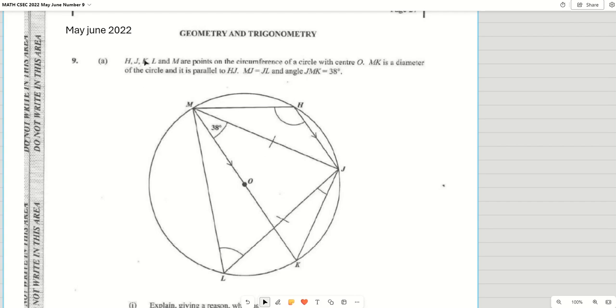H, J, K, L, and M are all points on the circumference. O is your circle, MK is the diameter of the circle, and it is parallel to HJ. Where is HJ? This line here and this line here are parallel.